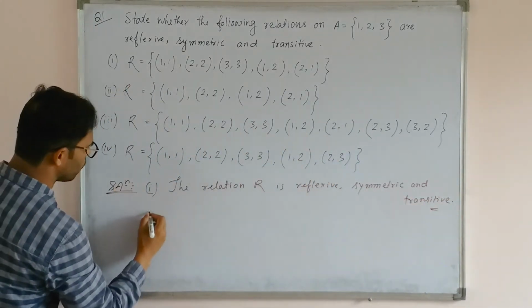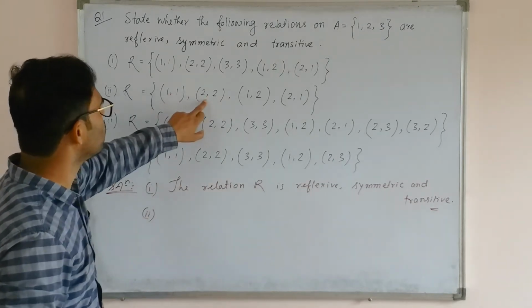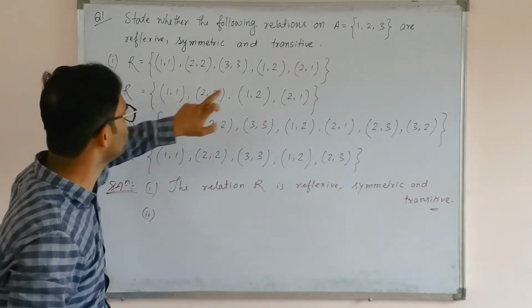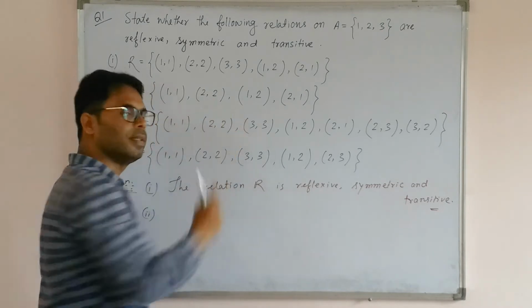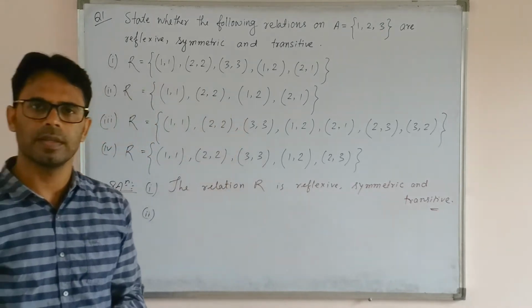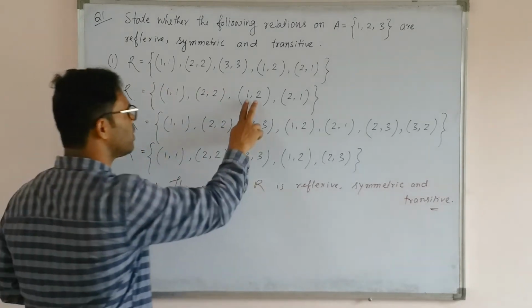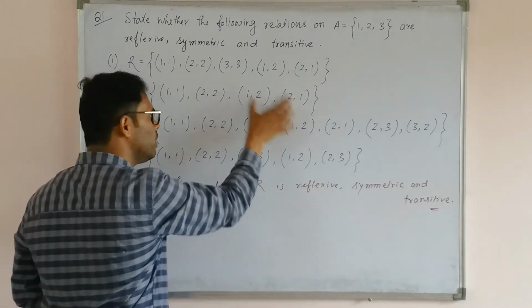Similarly, take the second question. This time it has 1 1, 2 2, not 3 3. 3 3 must be there to get reflexive: 1 1, 2 2, 3 3, all three must be there, but 3 3 does not belong to R. Therefore, you can say that the relation is not reflexive. Symmetric: 1 2 and 2 1 belong to R. Therefore, it is a symmetric relation.